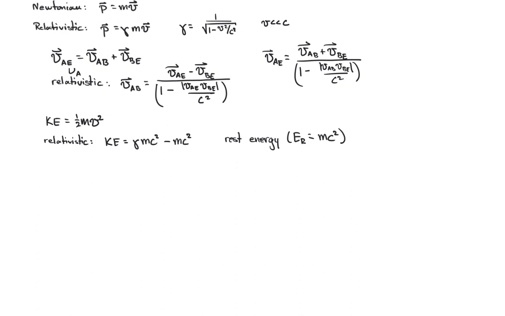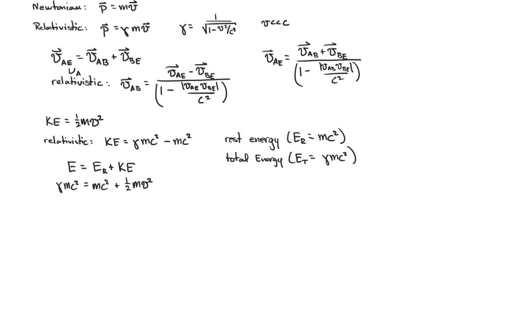And then our total energy, E total, is our gamma mc squared. And so we can rearrange this equation and say that our total energy is going to equal our rest energy plus the kinetic energy, right? Or mc squared plus half mv squared. And again, our total energy, that's our gamma mc squared.